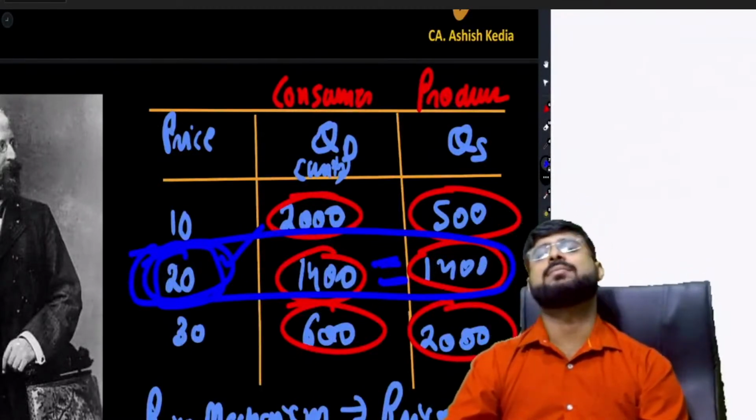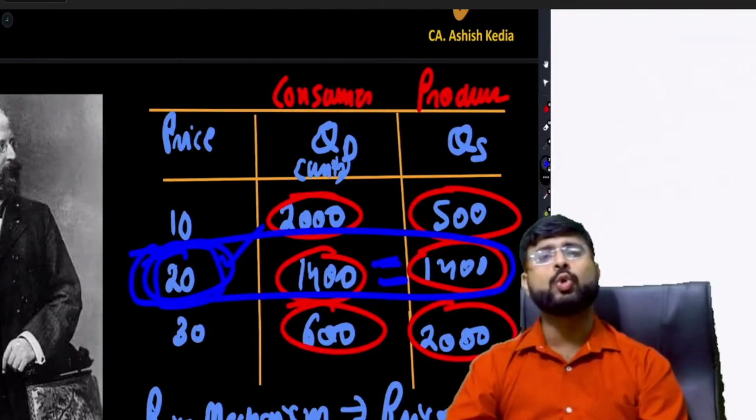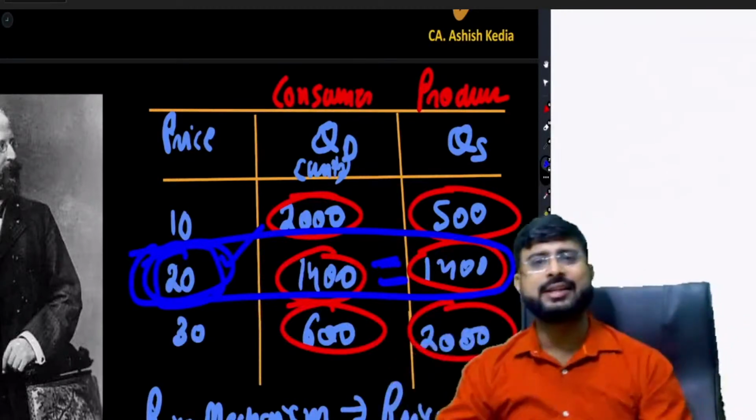This is called price mechanism: the price at which QD equals QS. And this takes place automatically.